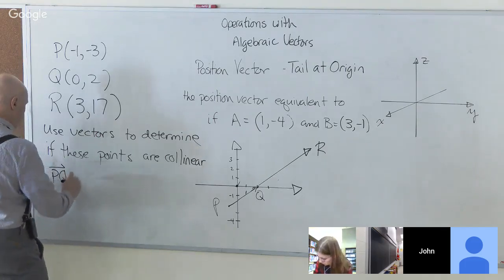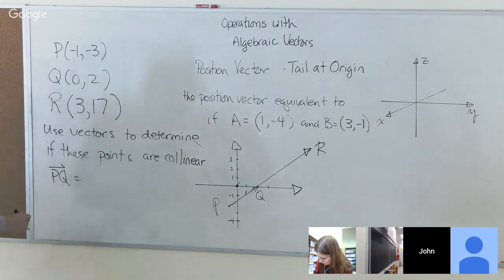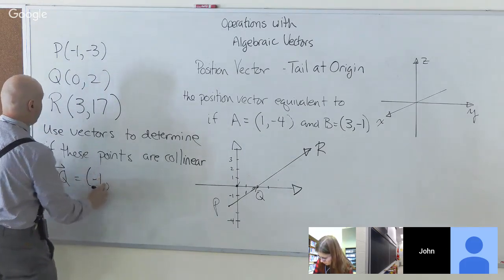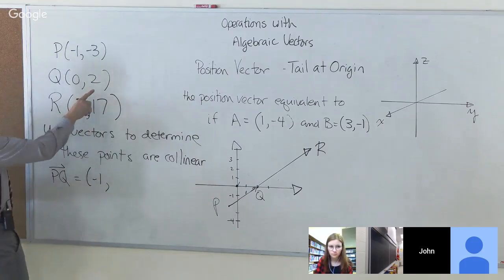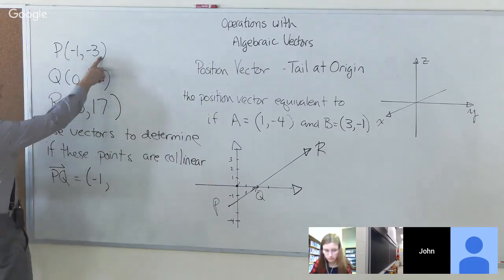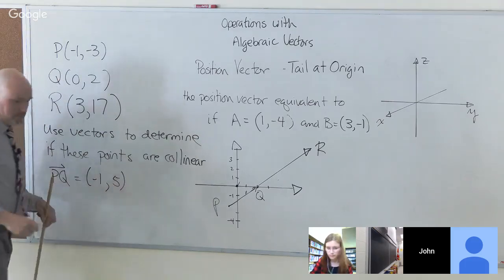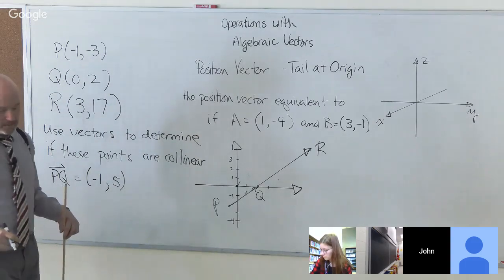I'm going to convert this into a nice position vector, and so we're going from -1 up to 0. So that's -1, and we're going from -3 up to 2, and so that's 5. Good. Hope I haven't made any mistakes.